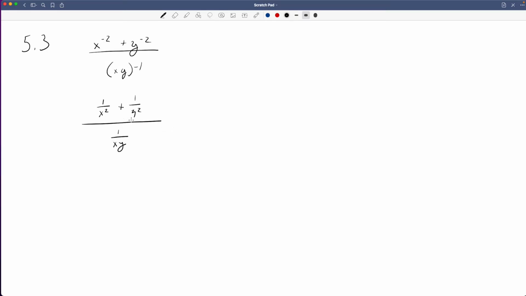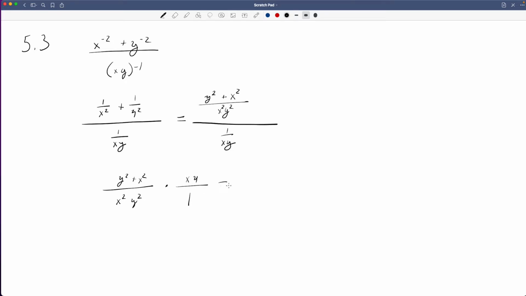So in order to do that, we're going to multiply by the opposite denominator, just like you would in any other fraction. So this becomes y squared plus x squared over x squared y squared. And then it's still all over 1 over xy. Now we can do keep it, change it, flip it. So we'll do y squared plus x squared over x squared y squared times, and we flip this, xy over 1.